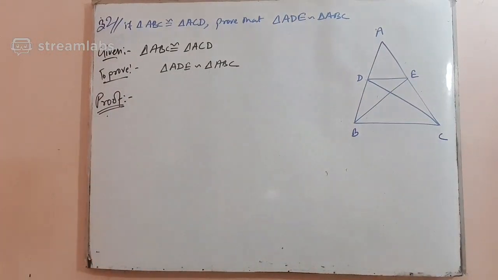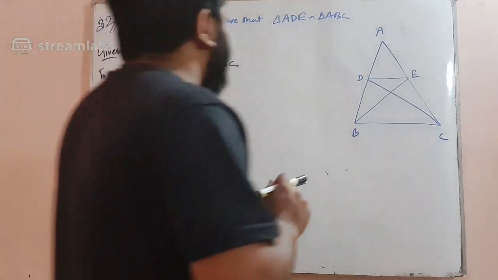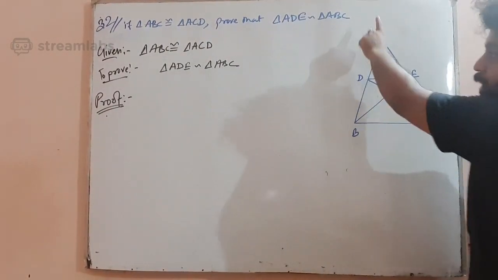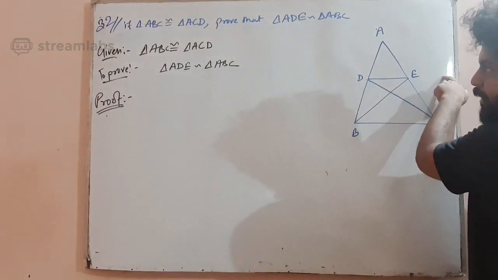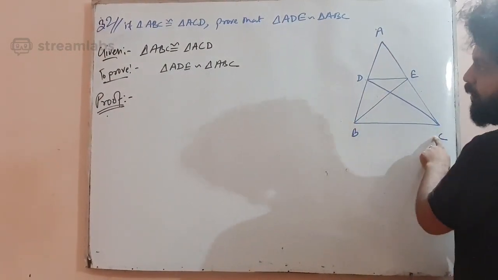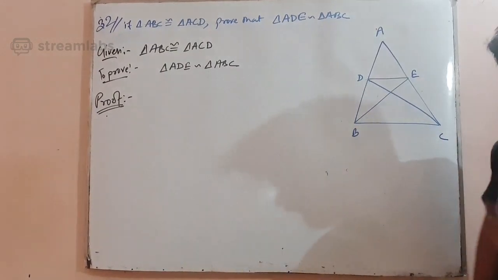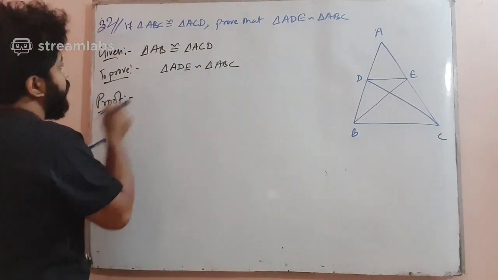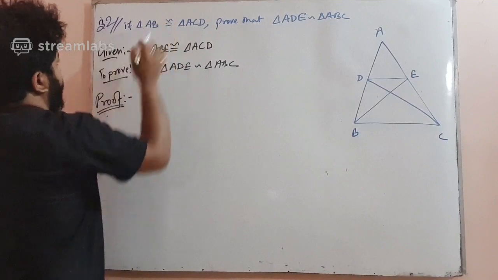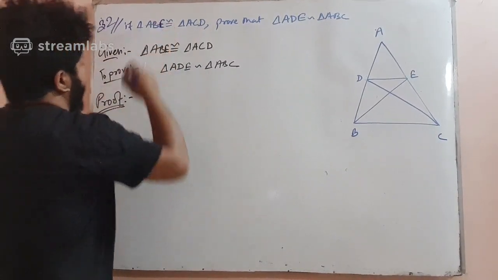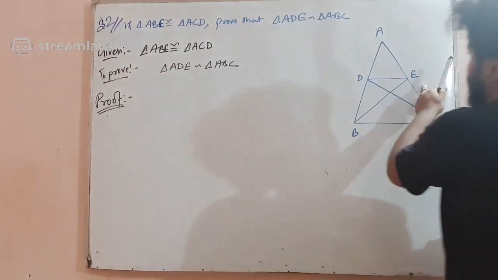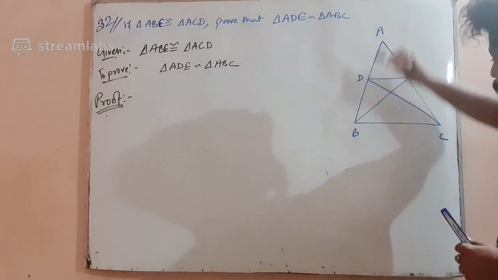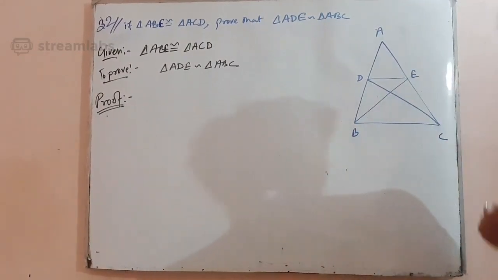Now let's see. क्या बोला है? ADE और ABC सिमिलर है, ये तो आसान है, लेकिन पहले क्या बोला है? ABC. I think I have done something wrong. ABE it should be. I'm so sorry. It should be ABE. Okay. ABE and ACD are congruent. Okay. ABE and ACD are congruent.